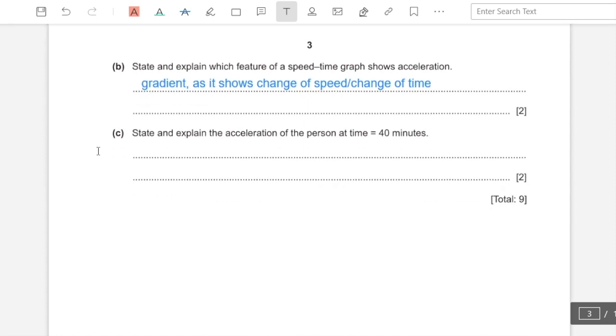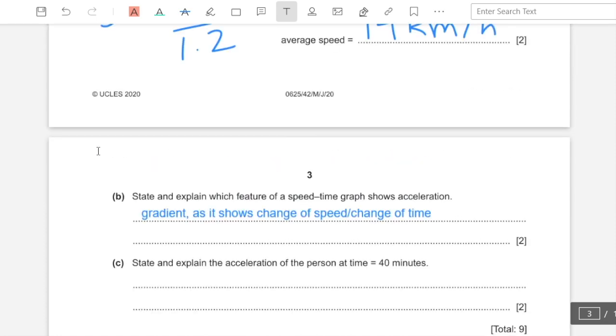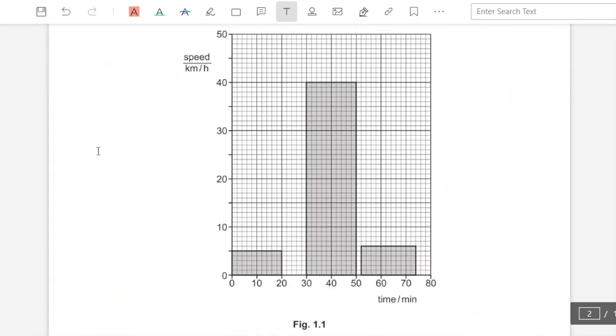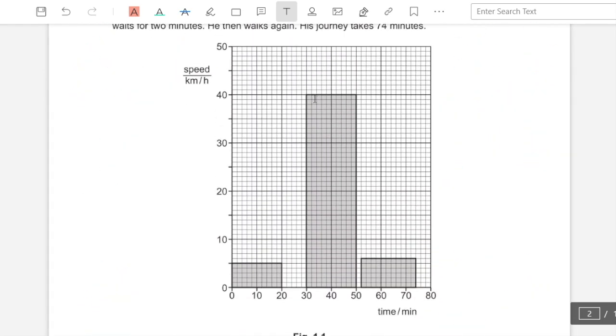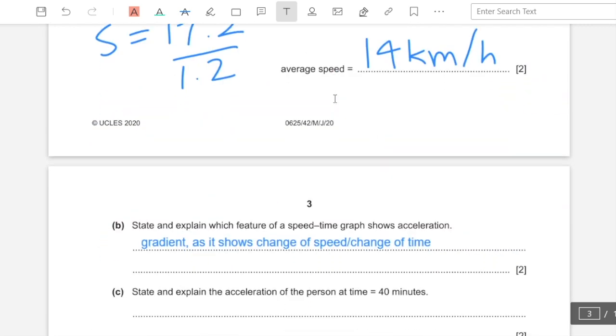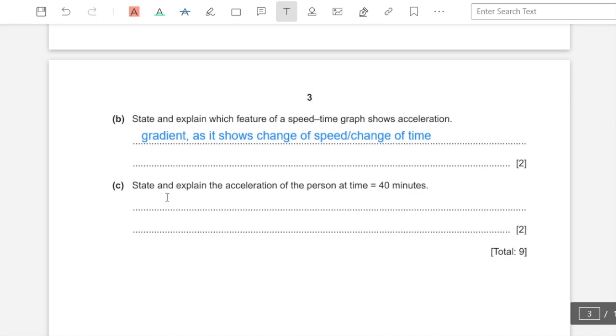C, state and explain the acceleration of the person at 40 minutes. Alright, so at 40 minutes, the gradient does not change, which means the acceleration does not change either. And so its speed is constant. So acceleration is 0.